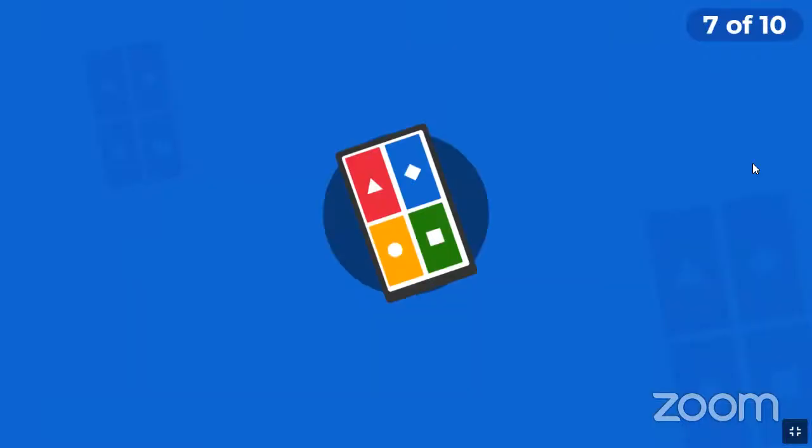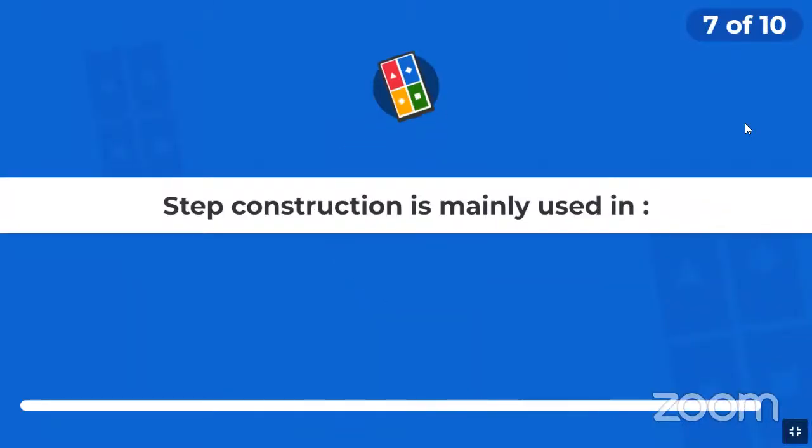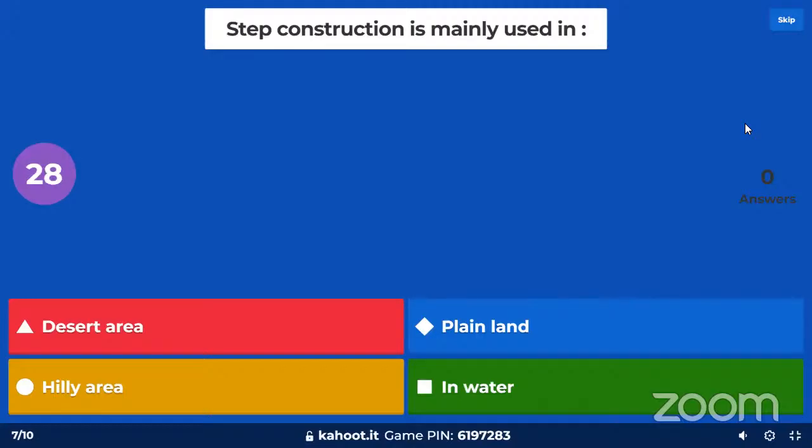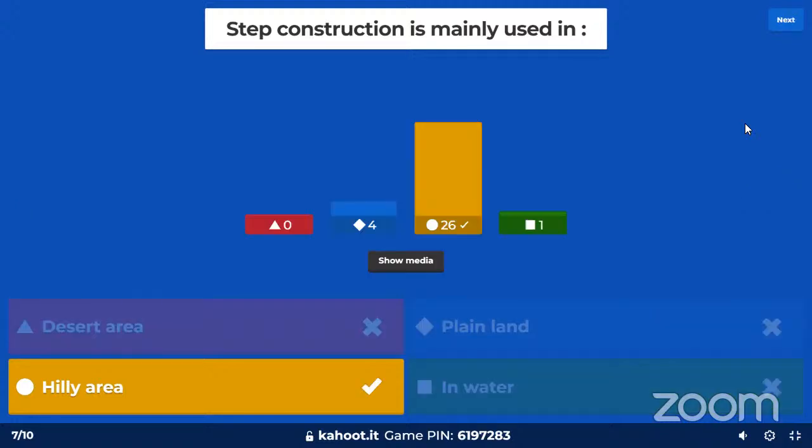Here is the seventh question for you. Step construction is mainly used in. Time's up. So 26 among you have answered it correctly. So good going, guys. That was the seventh question. And let's move on to the scoreboard.